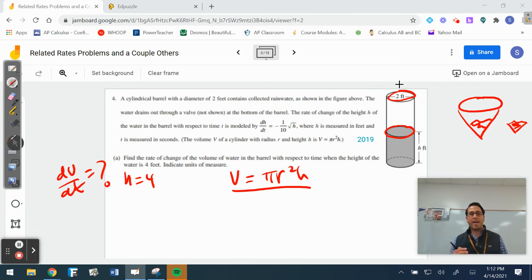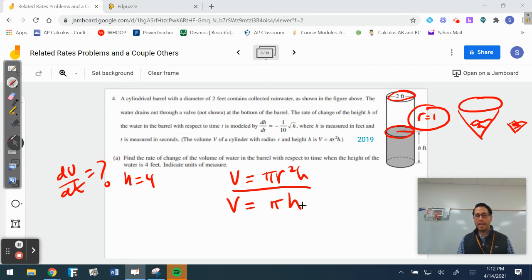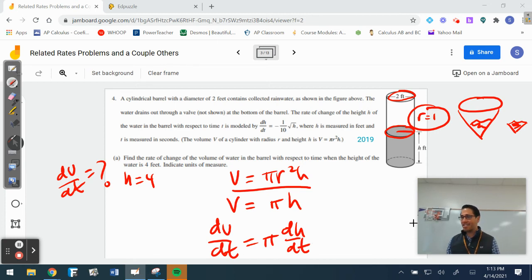So when they ask us to find the rate of change of the volume of the water, I can use r equals 1. Remember, you're allowed to use anything that never changes. So I'm going to change this to V equals pi times 1 squared times h. Nice and easy. Then all I have to do is find the derivative, which would be pi dh/dt, and then plug and chug.